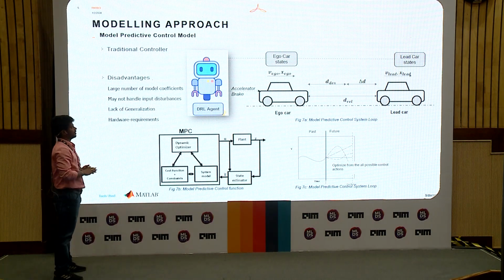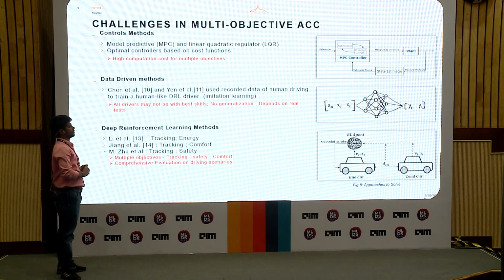So this MPC we are going to replace with a deep reinforcement learning agent, which is going to be a form of intelligence which will take decisions on when to accelerate, how to accelerate, and how to brake. So the complete longitudinal control is going to be taken by our reinforcement learning agent.